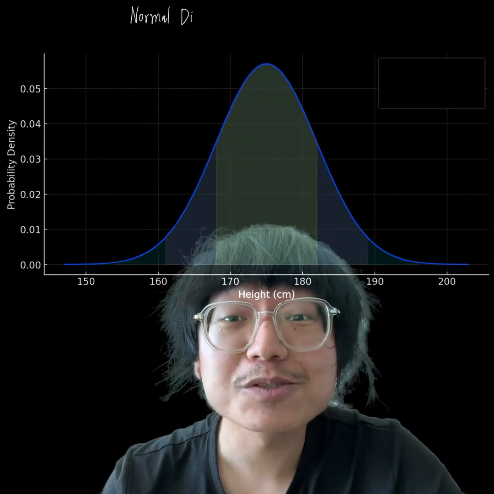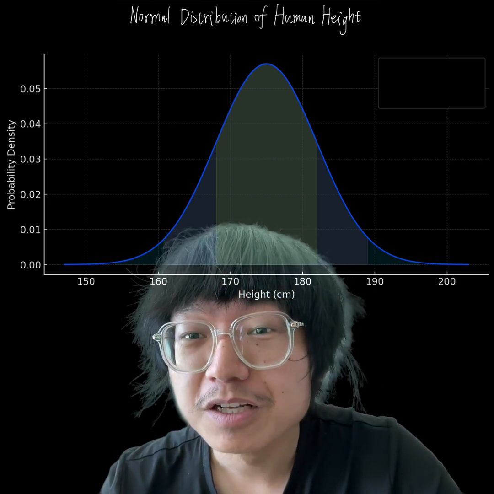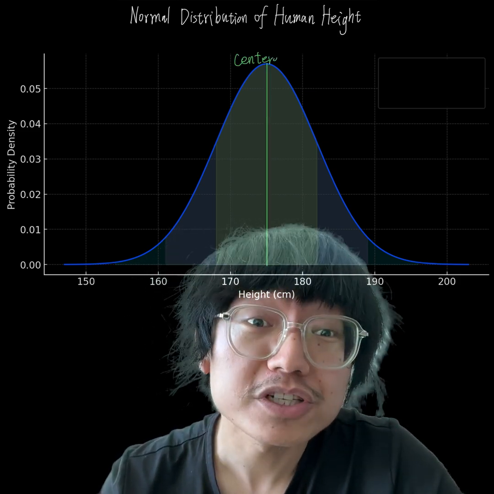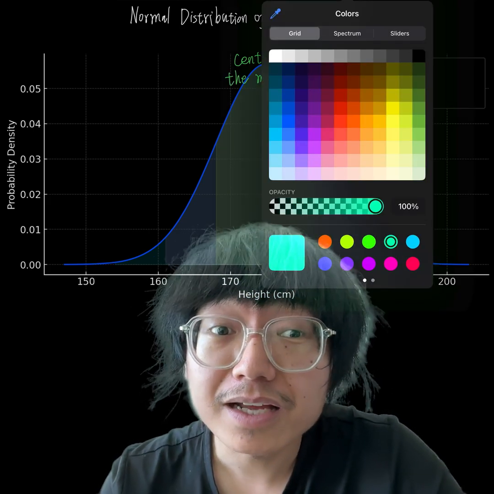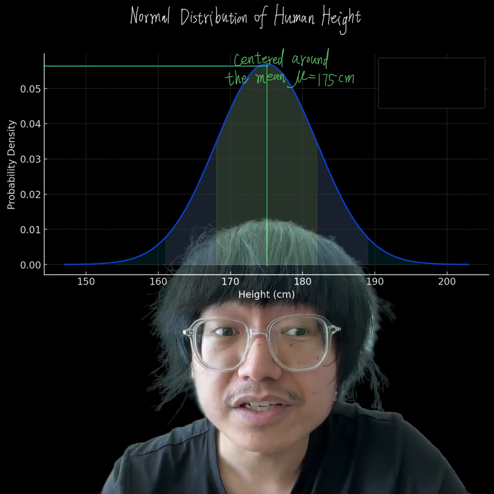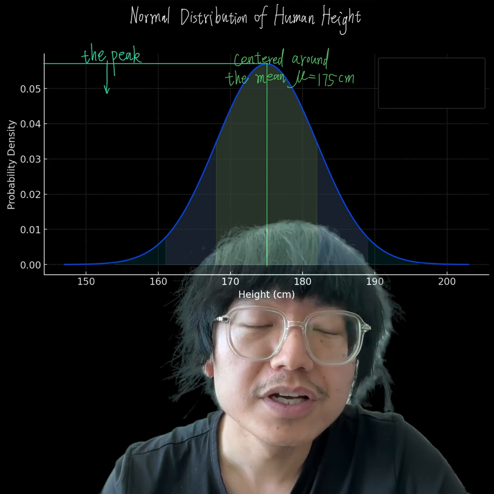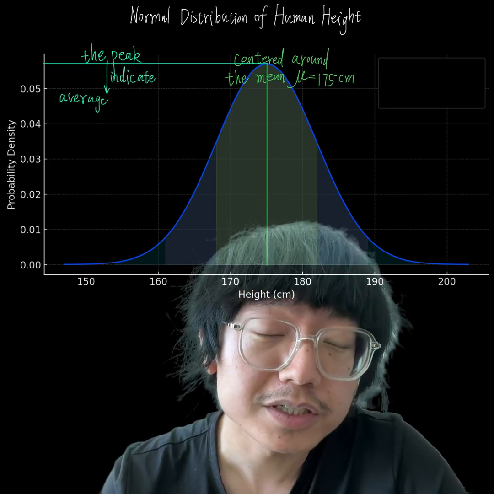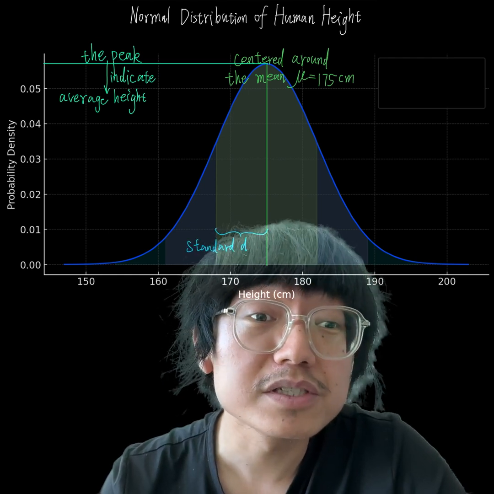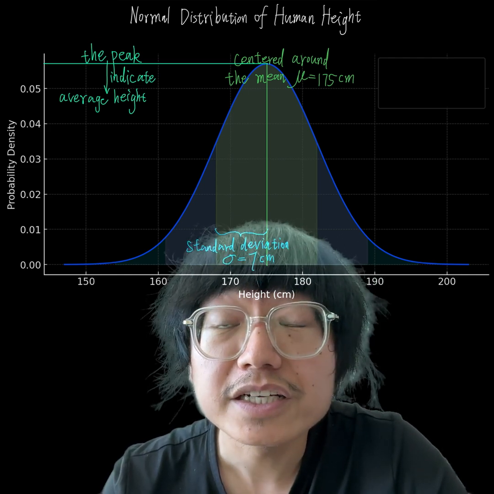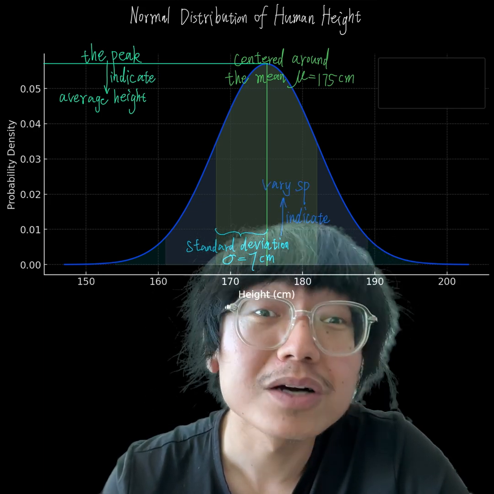This plot illustrates the normal distribution, specifically modeling human height data for one gender. The distribution is centered around the mean, which is a height of 175 cm, with a standard deviation of 7 cm. So the mean mu is the peak of this distribution, here at 175 cm, which indicates the average height, and the standard deviation sigma determines the spread of this distribution. Here it is 7 cm, indicating how much the height varies around the mean.